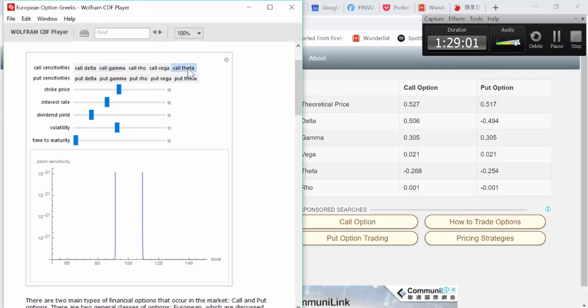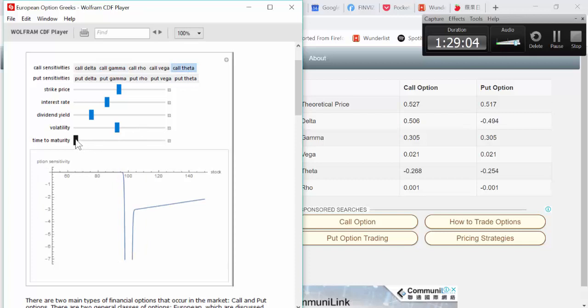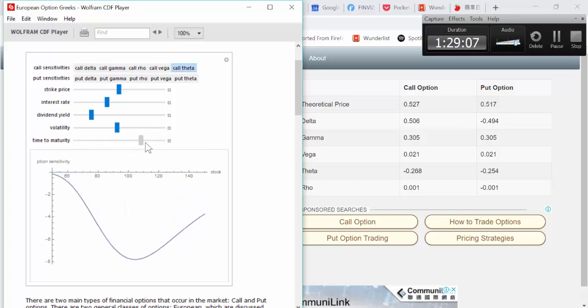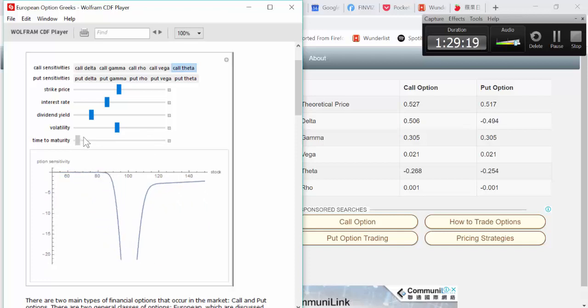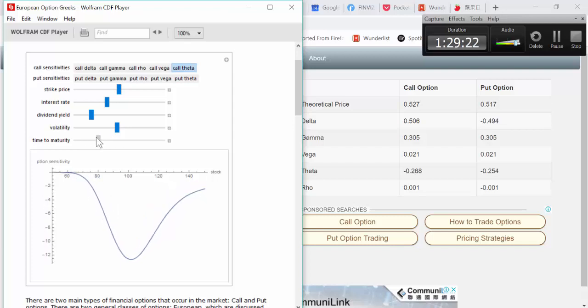If you look at the call theta and you change it, this is not symmetric, by the way. And as time to maturity increases, in fact, it becomes disjointed. It's gone all the way down to level minus 18. Notice the scale also is changing on the y-axis. So theta is a lot smaller when your option has a lot of time to run, but theta will pick up speed as your option gets closer to maturity.